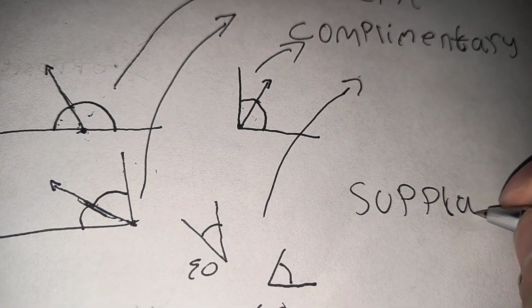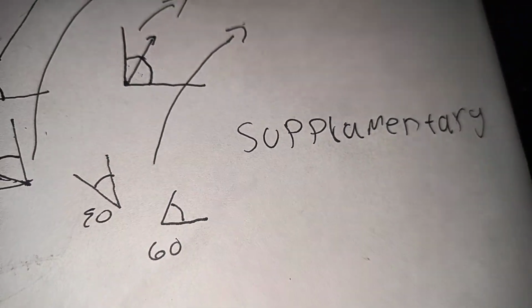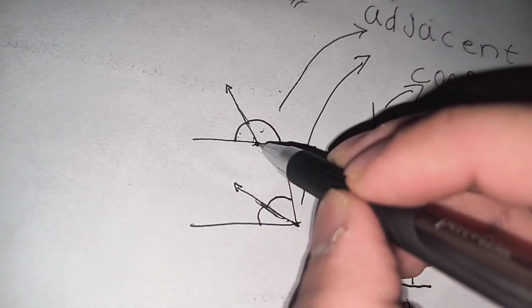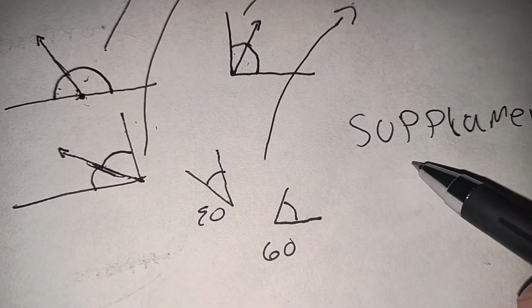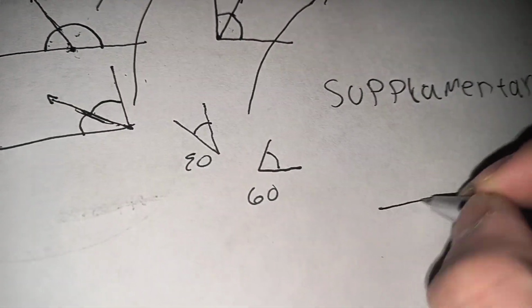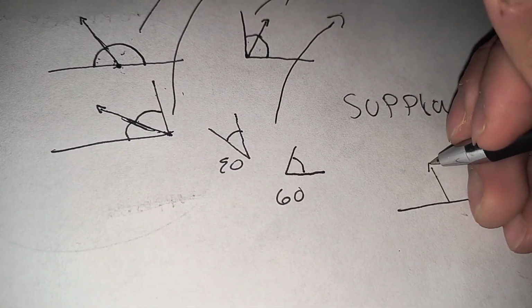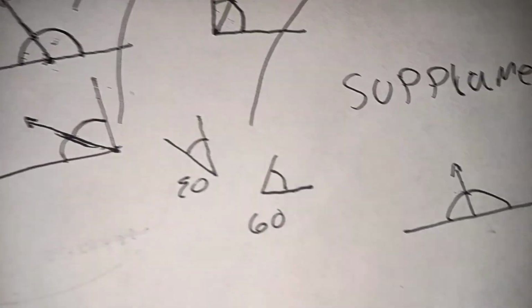I'm going to try to spell this again. Supplementary. I don't think I spelled that right, but whatever. Supplementary angles are angles that add up to 180 degrees. Okay? So an example could be this angle. This is a straight line like this, and these two angles would add up to 180 degrees. So this would be an example of supplementary angles. But just like complementary angles, supplementary angles can be adjacent angles like this. These are adjacent angles that, when added together, equal 180 degrees.